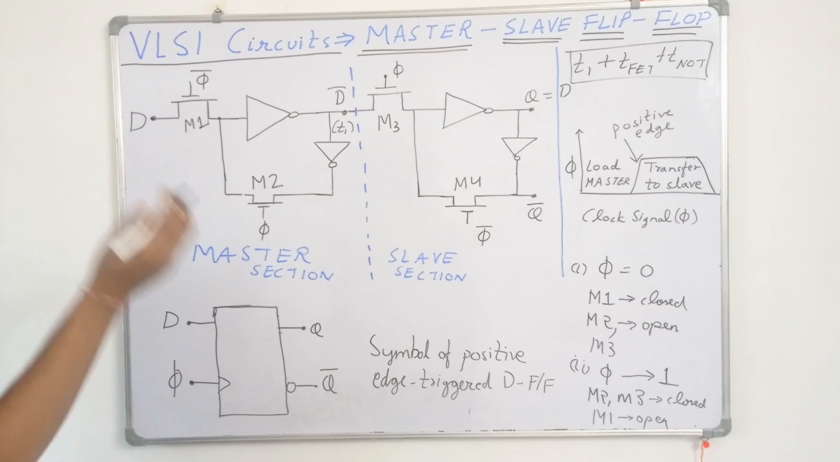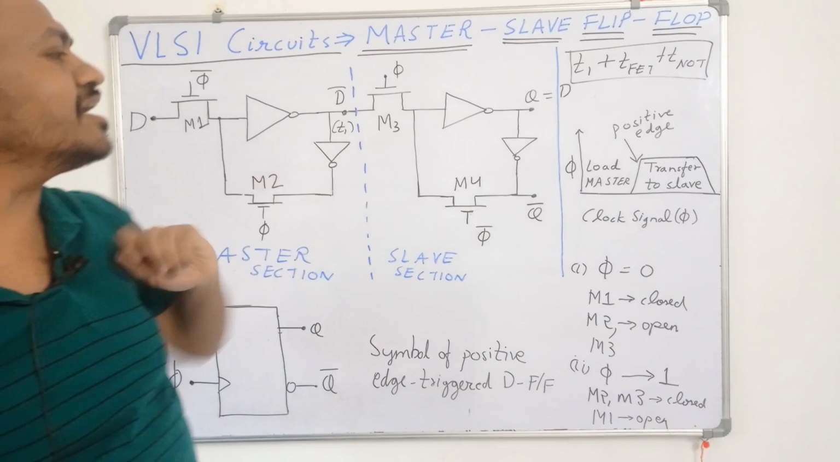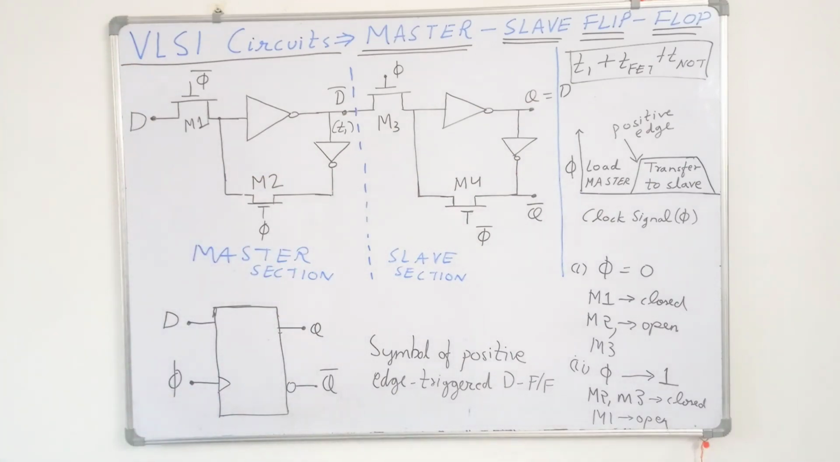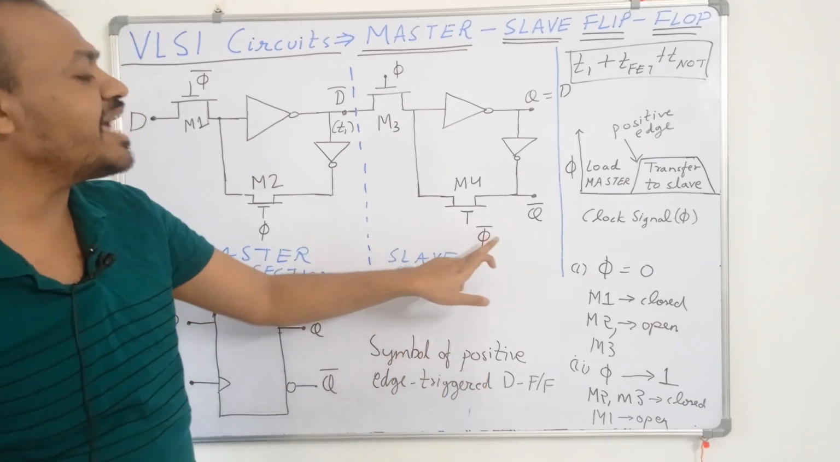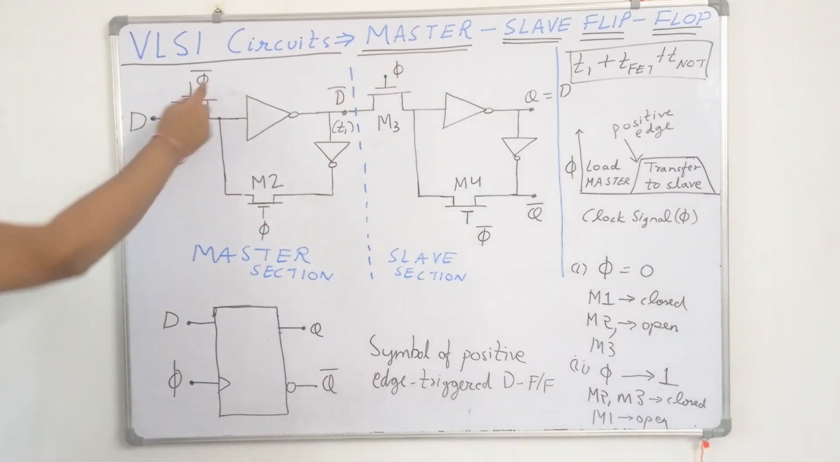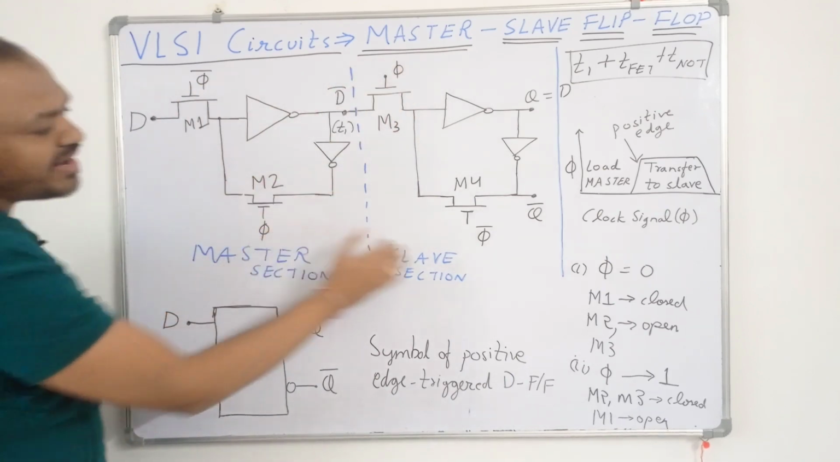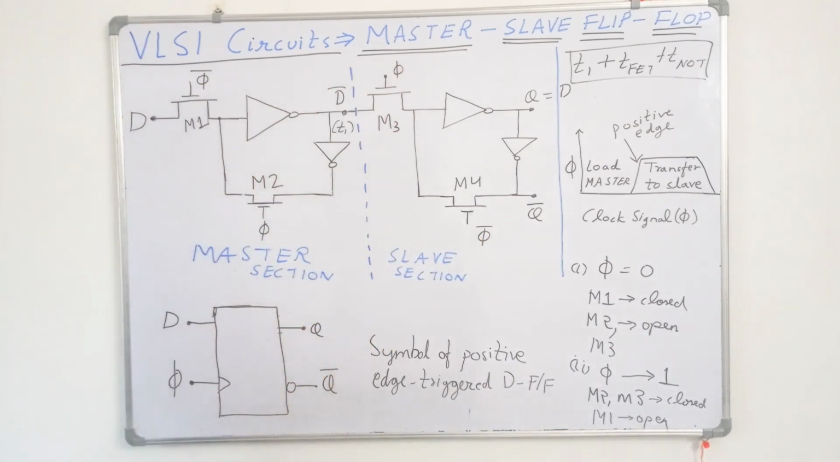So this is a simple positive edge triggered flip flop, because the transfer to the slave happens at the positive edge of the clock. This is the symbol of the positive edge triggered clock, and if we have to convert it to a negative edge triggered flip flop, we simply have to change phi bar to phi and phi to phi bar. So for the negative edge triggered flip flop, this will become phi, this will become phi bar, this will become phi bar, and this will become phi. Just interchange phi and phi bar, then it will become the negative edge triggered flip flop.